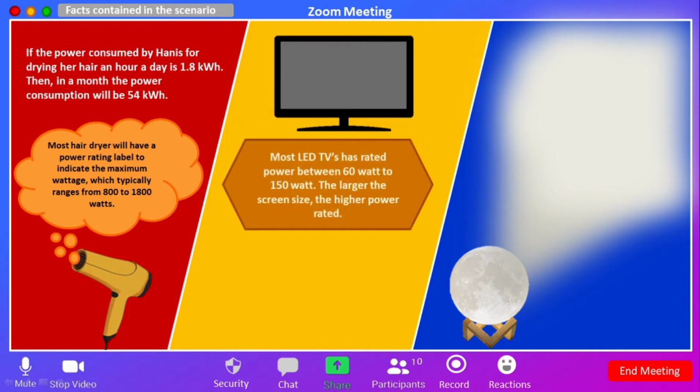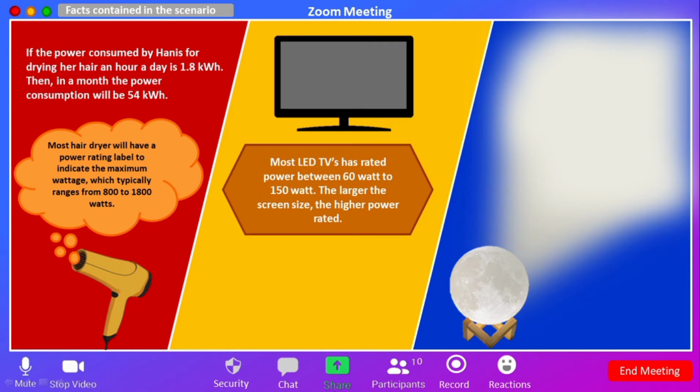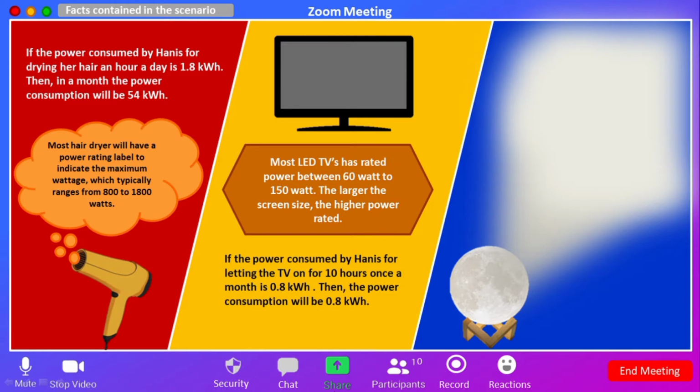For television, most LED TVs have a rated power between 60 watts to 150 watts. The larger the screen size, the higher the power rating. If the power consumed by Hanis for letting the TV on 10 hours once a month is 0.8 kilowatt hour, then the power consumption will be 0.8 kilowatt hour.